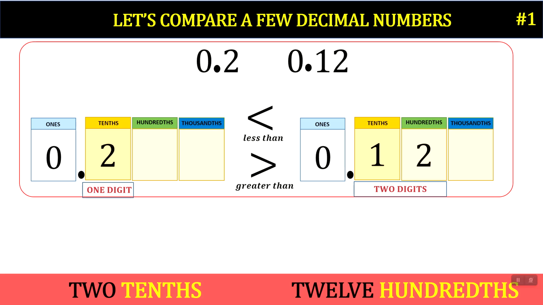In order to compare them properly, we have to have the same amount of digits in each one, and that will help us to determine whether the value is greater than or less than. So we're going to make the number of digits equal.